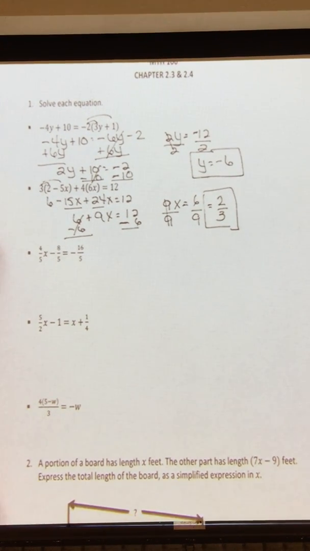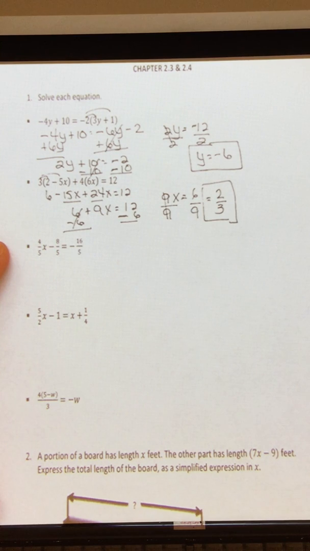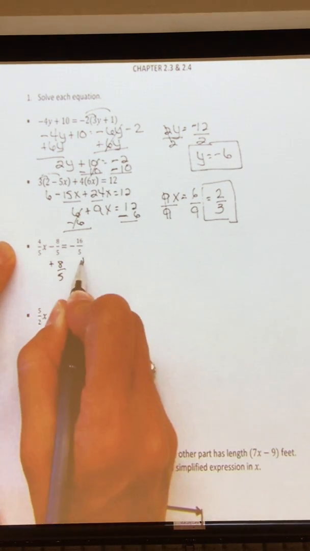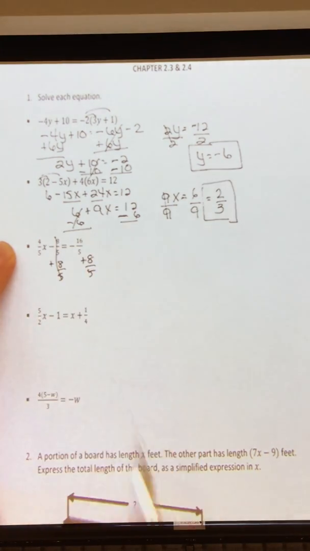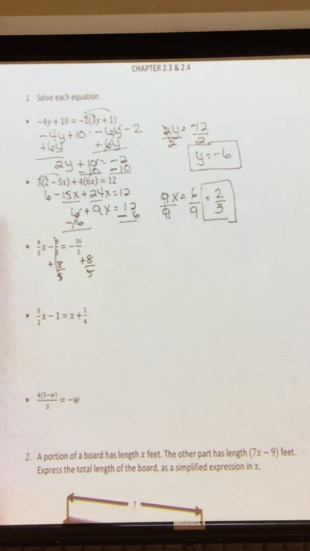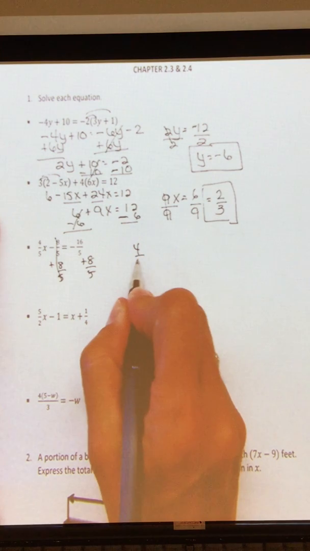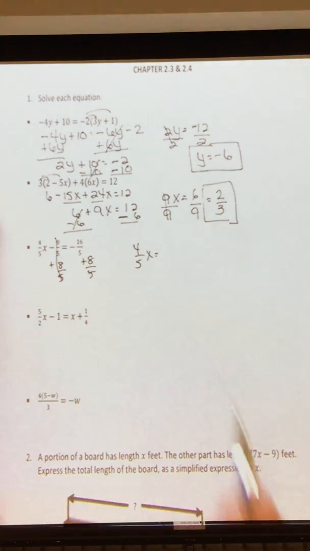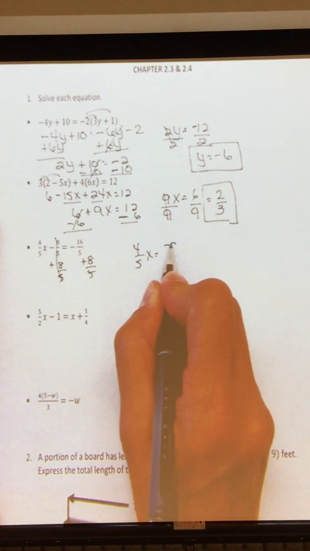The third part for number 1, you have a fraction. And again, with fractions, if you have the same denominator, you can just combine. You don't have to multiply by the least common denominator if you don't want to. So let's add 8 over 5 to both sides. So you have 4/5 x is equal to negative 16 plus 8, which is negative 8 over 5.